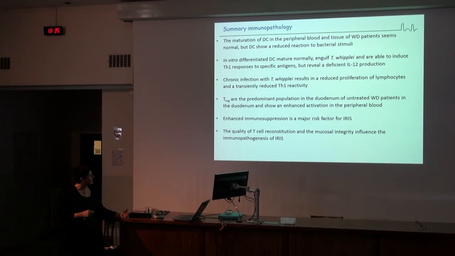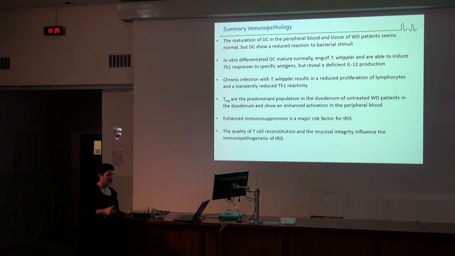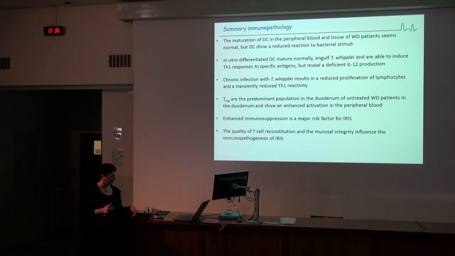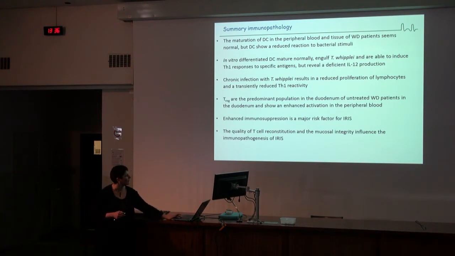We think that regulatory T cells are a prominent population in the duodenum of untreated disease, and that they protect the tissue from the damage that would be induced by the infection with the pathogen. We see that enhanced immune suppression is a major risk factor for the development of IRIS, and that the quality of the T-cell reconstitution influences the pathogenesis of IRIS.